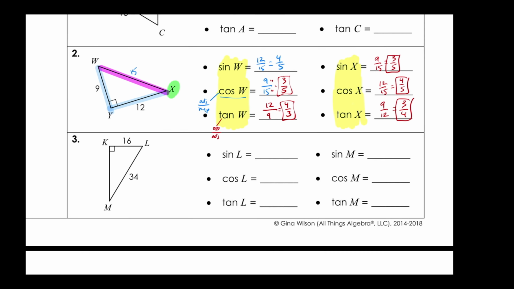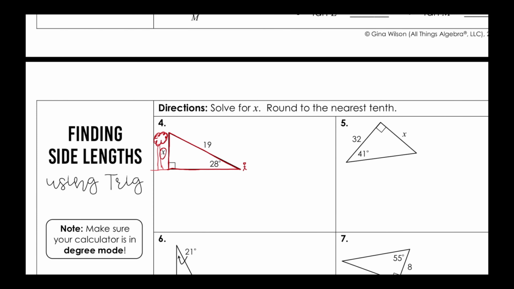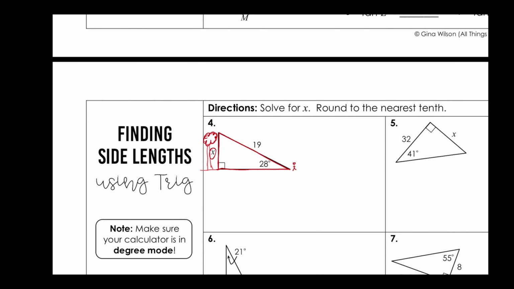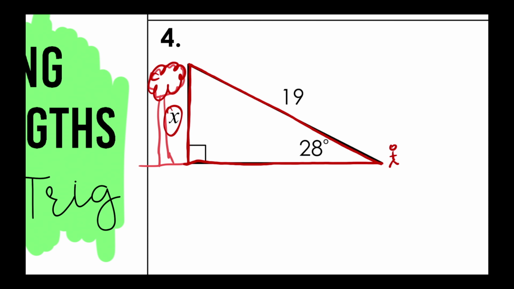Okay, so now let's go down to, remember, we looked at this the other day, right? Now we're going to find side lengths using trig, okay? We kind of looked at this, and I know it's just a regular triangle, but I drew a tree, right? I know my tree's not very good. Right, so here's my tree. There's my tree. So I want to find the height of a tree.